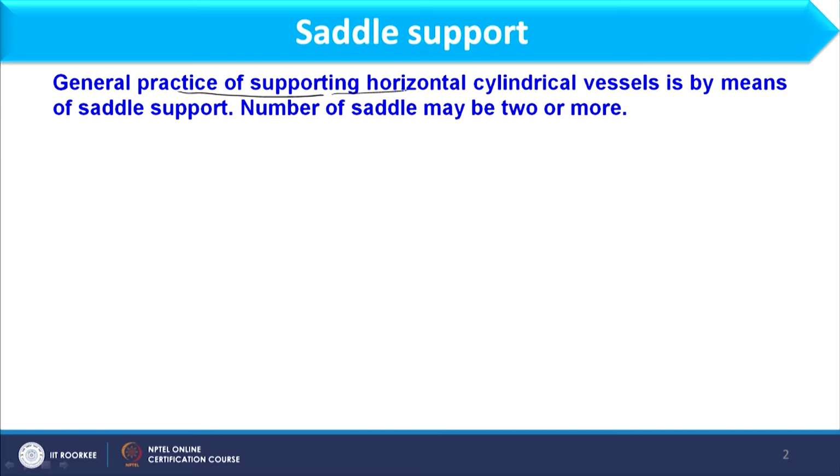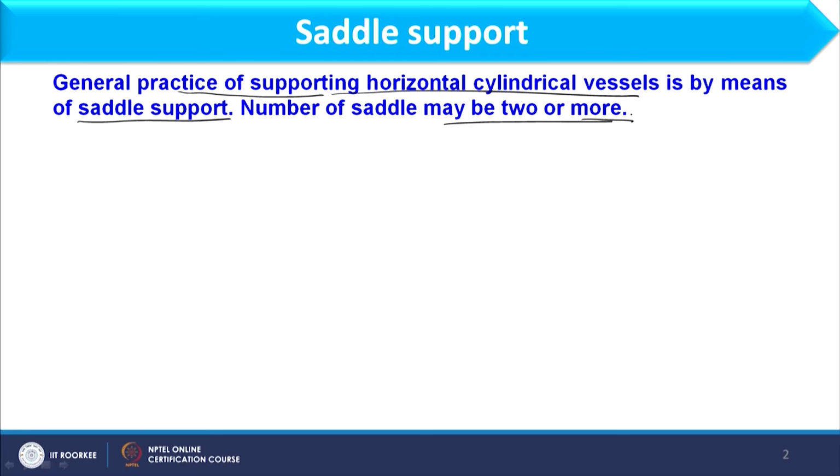Now in this lecture we will discuss design of support for horizontal vessel, and that is the saddle support. So let us start the discussion on saddle support. The general practice of supporting a horizontal cylindrical vessel is by means of saddle support, and the number of supports or saddles may be 2 or more.